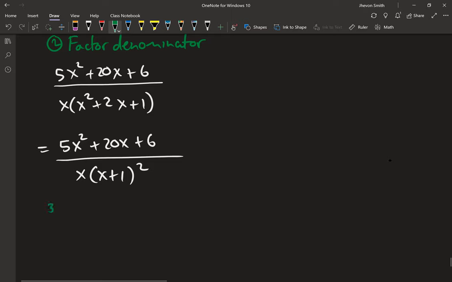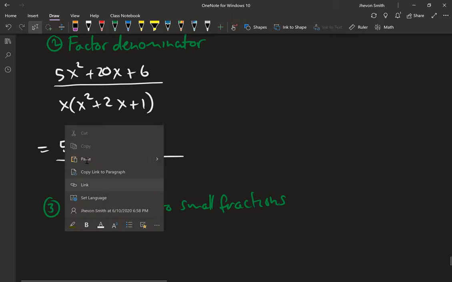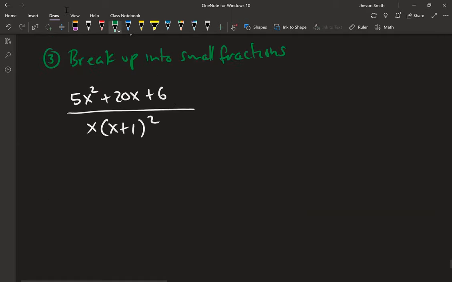What's the next thing? Then you arrive at the factors. Then you would write out the factors like A over x. Okay. So now the third thing is to break up the factors. Now, how does that actually look? So what would this break up into? A over x plus B over x plus 1 plus C over (x plus 1) squared.